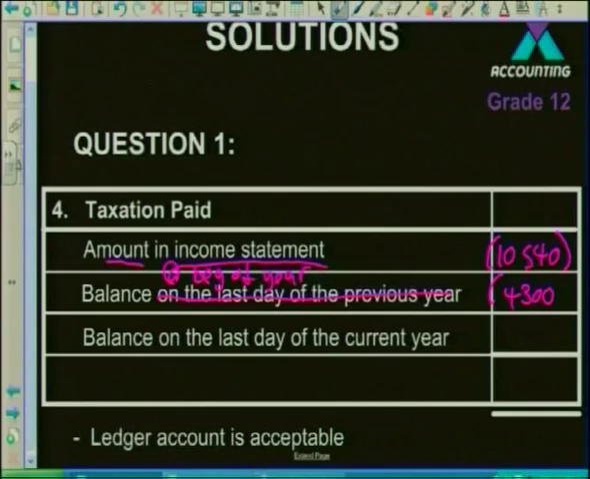So again, this amount must be in brackets because obviously the receiver expects you to pay this amount during the course of the financial year. Remember, this was at the beginning of 2011. We're now looking at the end of 2012. So during the year, the company surely would have paid the receiver this 4,300. It has to be an outflow of cash.